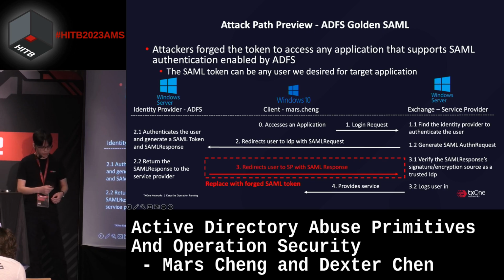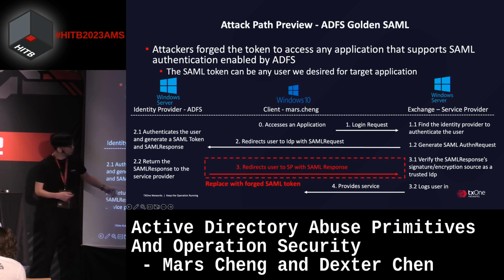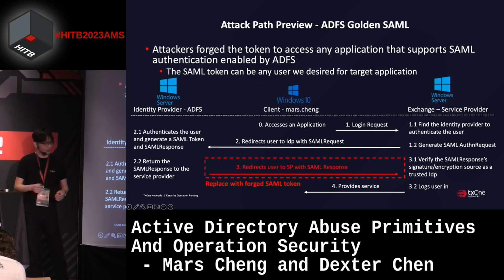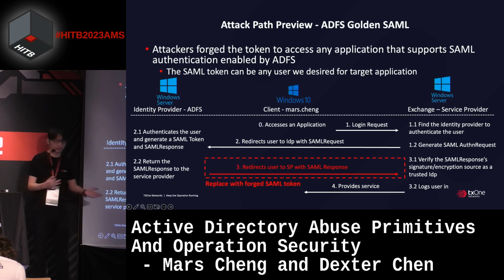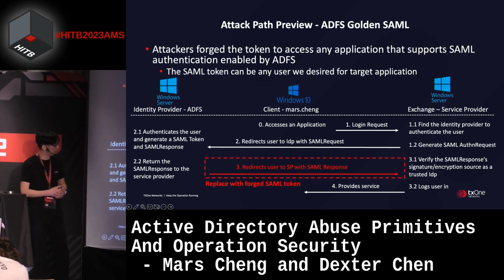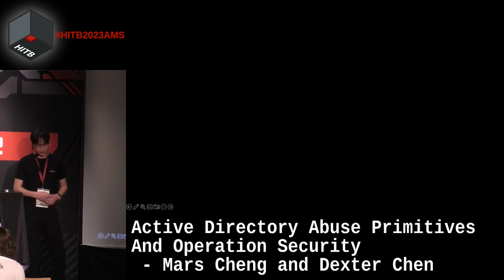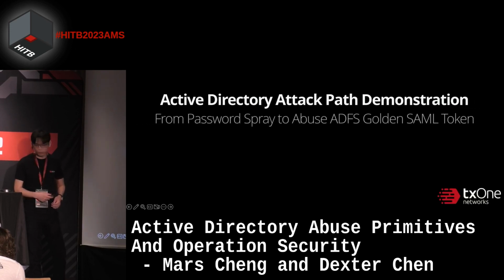And as we're seeing in the red circle there, we can exchange the SAML token for the one we just forged and have access to other domain accounts, such as administrator or a CEO account. We can specify any account we want with the SAML token. So let's have a look at the third attack path in this video demonstration.